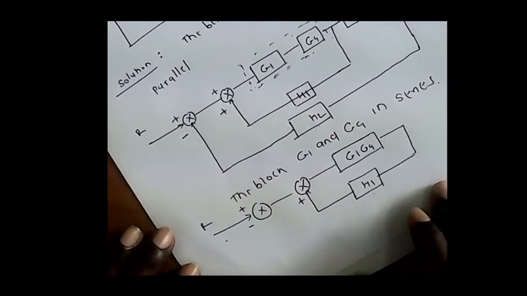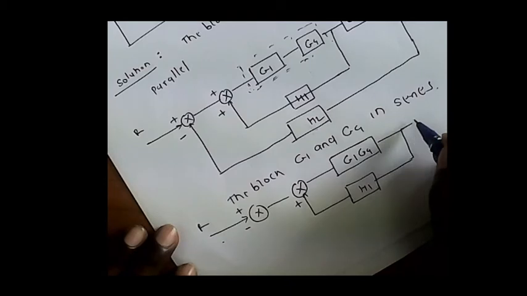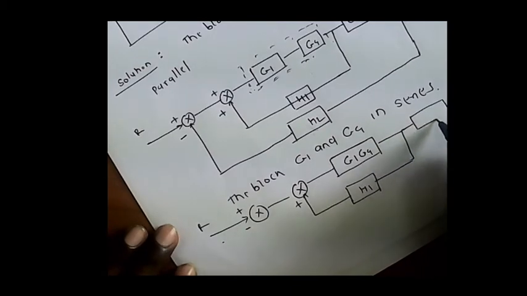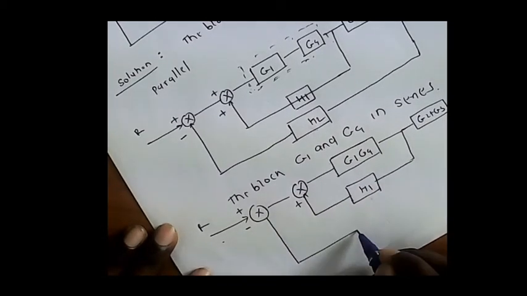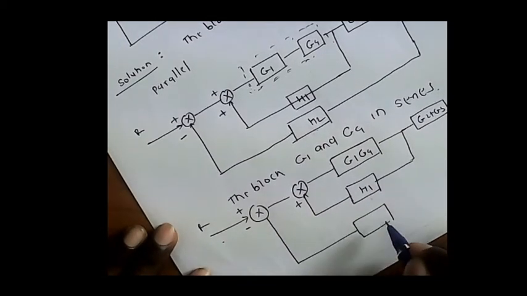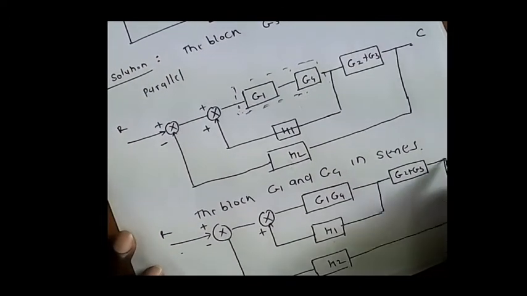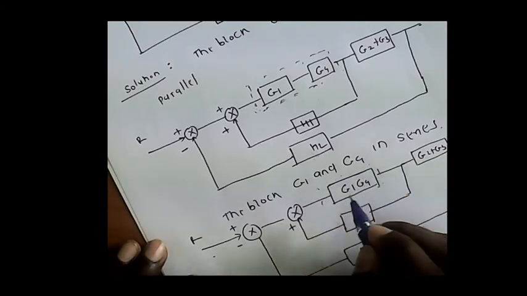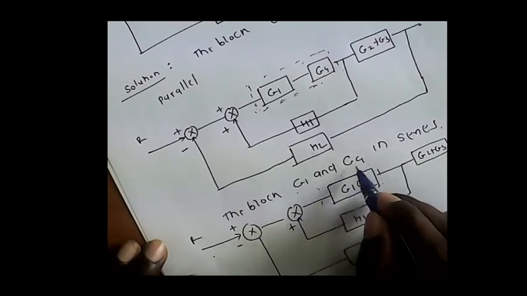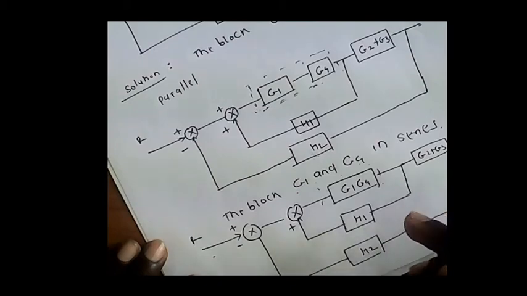R, then G2, G3, and H2 is another feedback, and this is C. So in the second step, G1 and G4 are in series, so they are multiplied with each other.